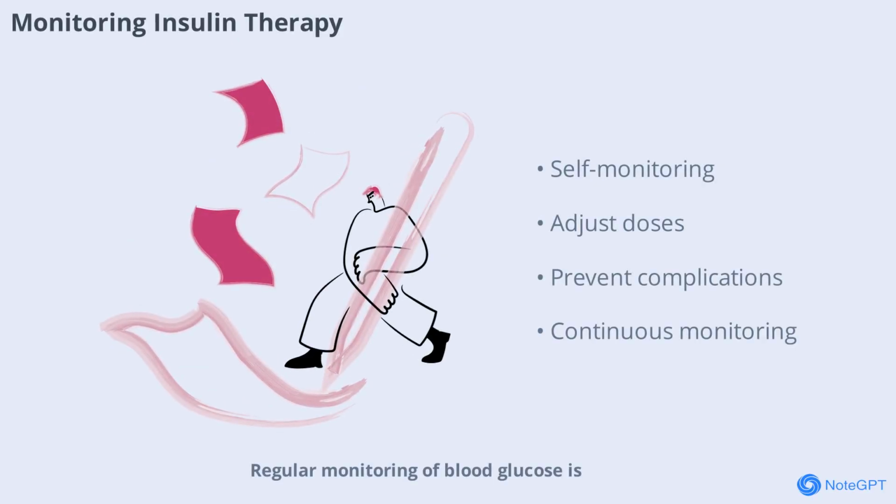Regular monitoring of blood glucose is essential for patients on insulin therapy. Self-monitoring allows for timely adjustments in insulin doses and helps prevent both hyperglycemia and hypoglycemia. Continuous glucose monitoring systems are increasingly used for more detailed glucose tracking and improved outcomes.